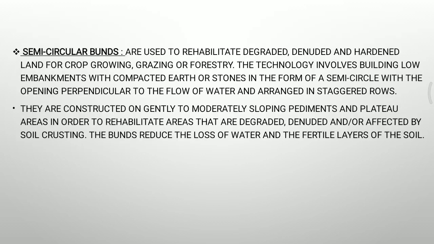Next one is the semicircular bunds. These are used to rehabilitate degraded, denuded and hardened land for crop growing, grazing and forestry. This technology involves building low embankments with compacted earth or stones in the form of a semicircle opening perpendicular to the flow of water and arranged in staggered rows.